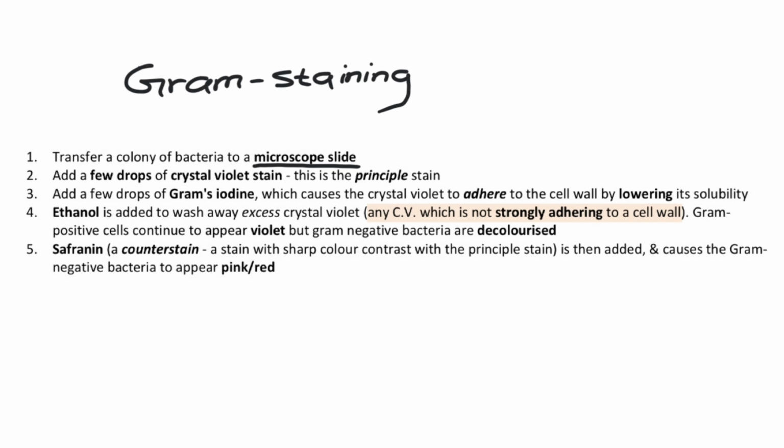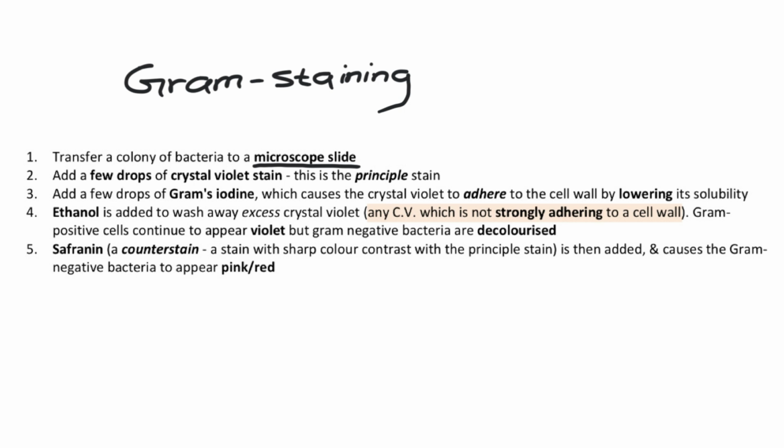Now, what I mean by the principal stain is simply the first stain or the first dye that is added in a staining procedure. That's why the crystal violet stain is the principal stain. If it was another dye that was added here, then that dye would be the principal stain. Once you've added your crystal violet stain, you then add a few drops of Gram's iodine. Don't worry too much about the composition of Gram's iodine, just note the effect that it has.